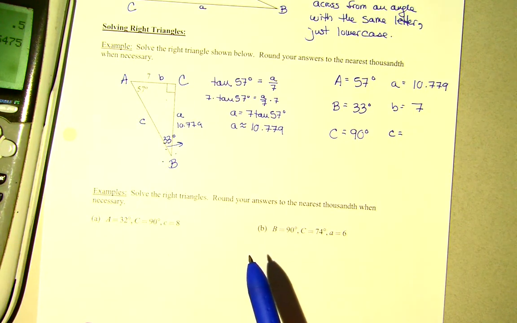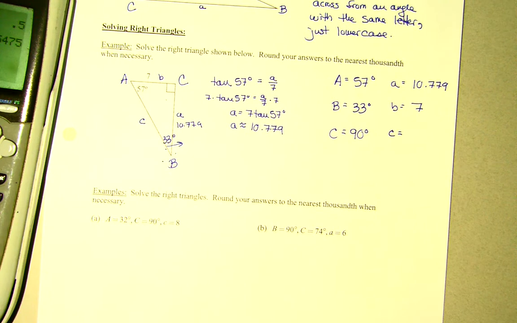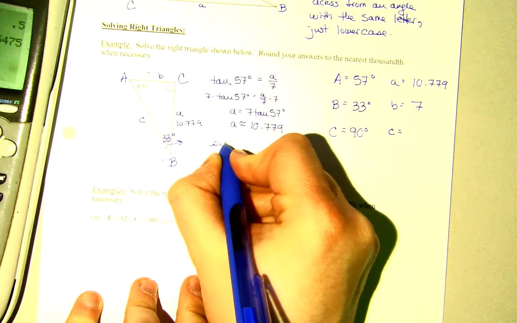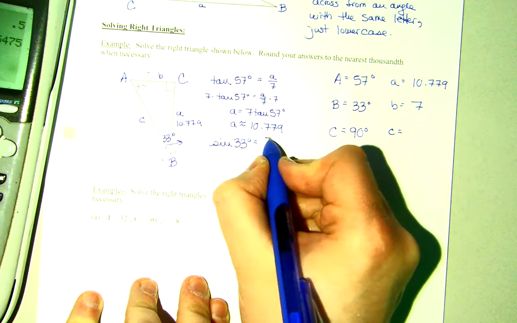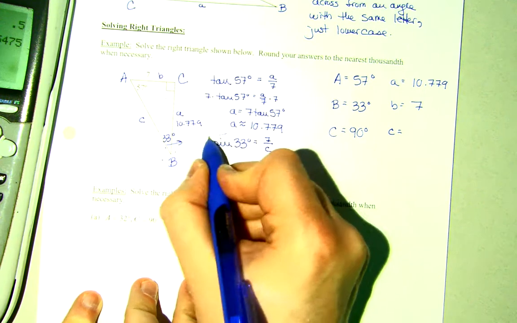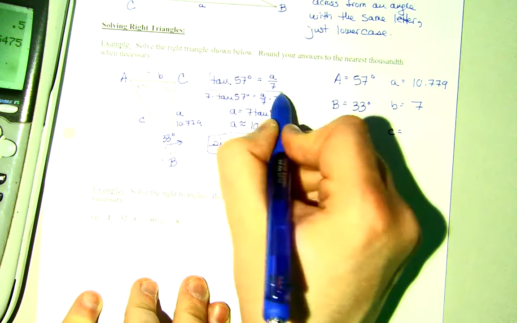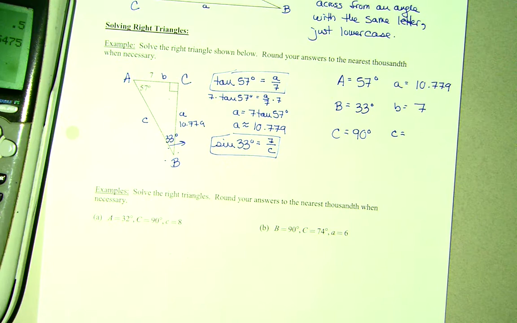I'm thinking hypotenuse. What is opposite of hypotenuse? As you've been trying to say, sine. I'm going to set up something saying that the sine of 33 degrees equals 7 over C. So this is what I'm starting from to get my C. That's what I'm starting with to get the A. But this one's going to take a tiny bit more algebra on my end.